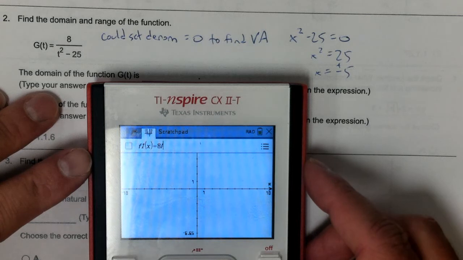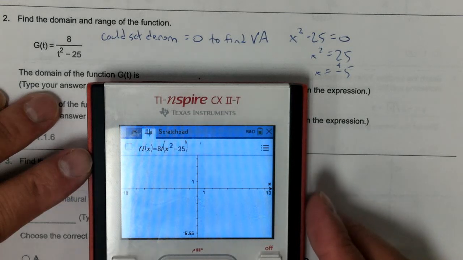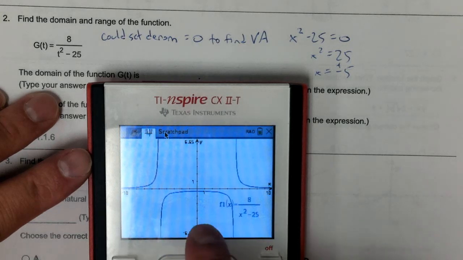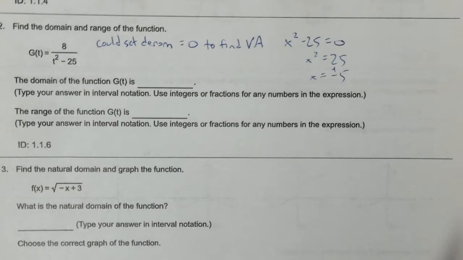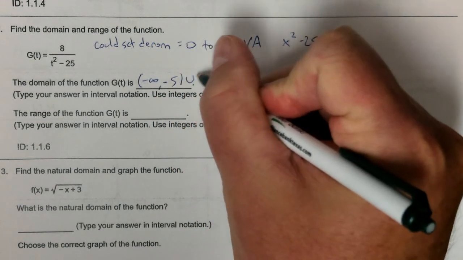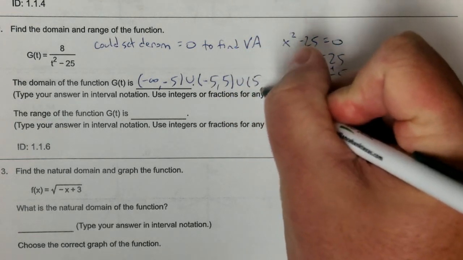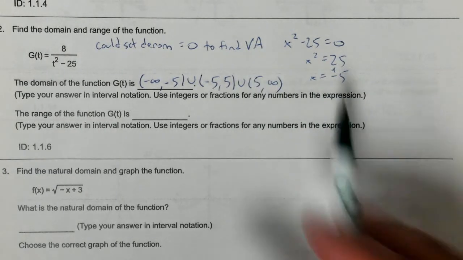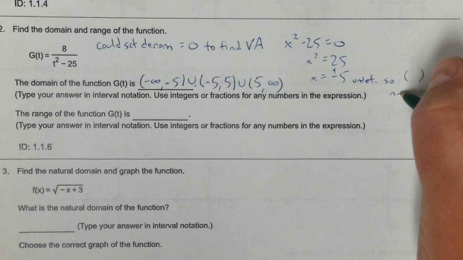Eight over parentheses x squared minus 25. Okay, so it's to the left of negative 5, in between negative 5 and 5, and it's to the right of 5. So negative infinity, negative 5, union, negative 5, 5, union, 5, comma, infinity. And of course, remember, since these were vertical asymptotes, this is where it's undefined. So that's why we had to use parentheses, not brackets.